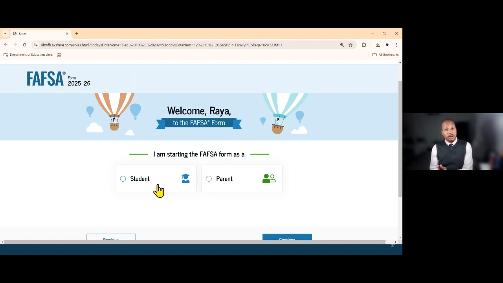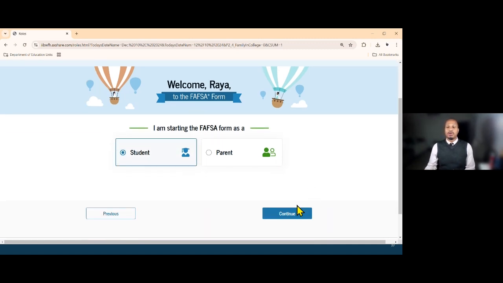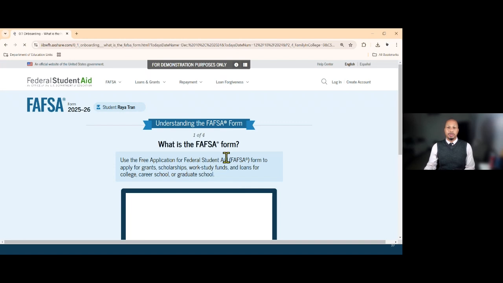Now, parents, you can start the FAFSA form on behalf of the student, and then you're going to have to invite the student as a contributor. For the duration of this webinar, we're starting it as a student. And I just want to pause there because, again, just to reiterate, parents can start the FAFSA form on behalf of the student, complete their section, and then invite the student to be able to add information as it pertains to their section as well. But for the duration of this webinar, we're going to go ahead and get started as a student.